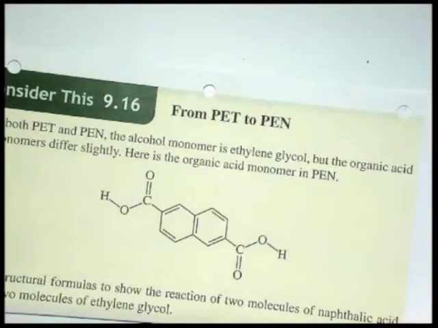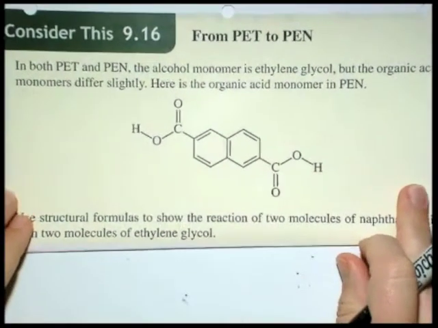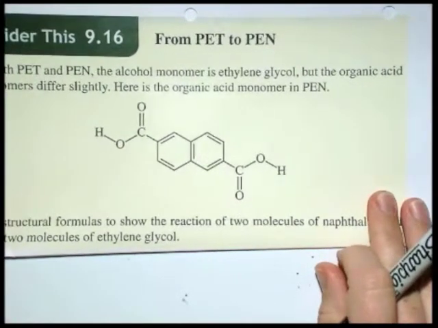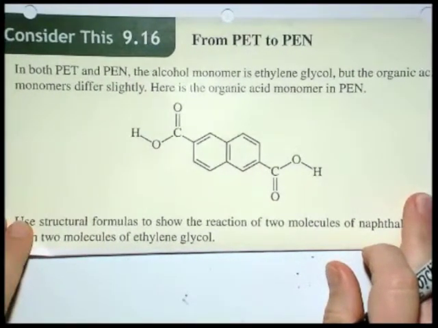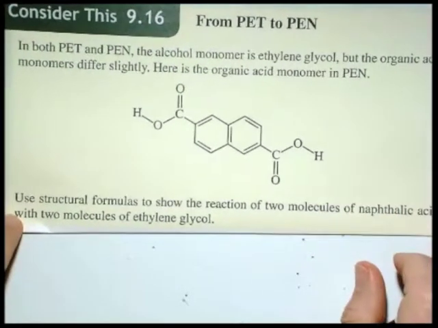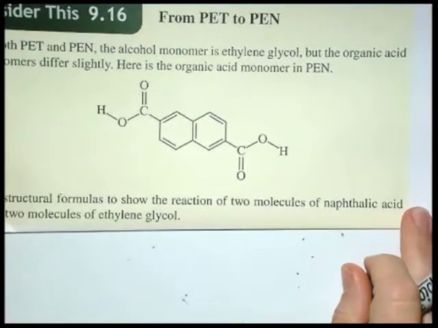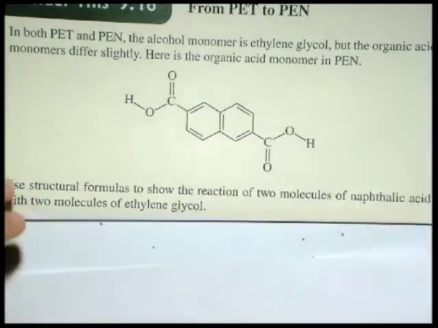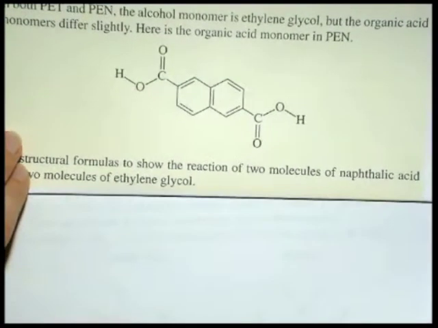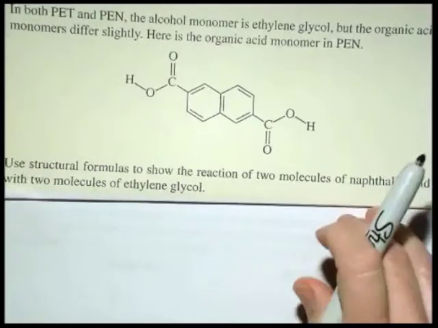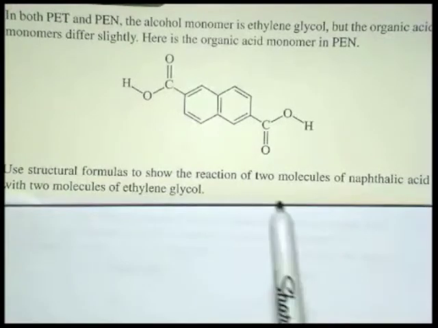I accidentally wrote on this one. In both PET and PEN, the alcohol monomer is ethylene glycol, but the organic acid monomers differ slightly. Here's the organic acid monomer in PEN. Use structural formulas to show the reaction of two molecules of naphthalic acid with two molecules of ethylene glycol. Okay, so I'll just use this paper right here to answer that question. All right, so we want to see two molecules of naphthalic acid, that's this right here, and two molecules of ethylene glycol.